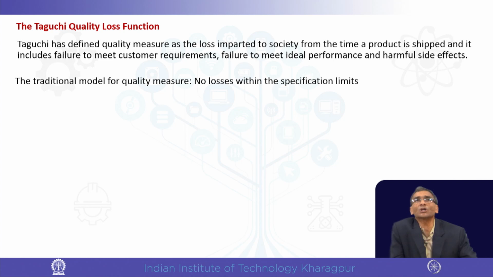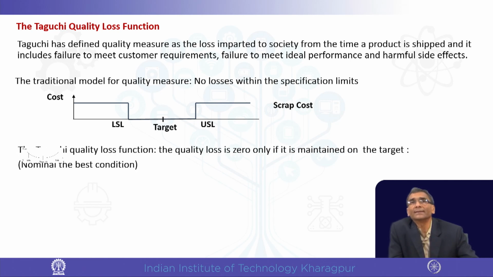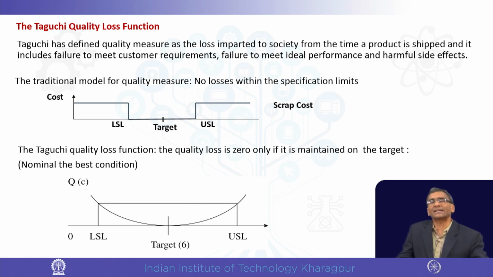In Taguchi's loss function, you see the traditional model has an upper specification limit and a lower specification limit. The target is in between, because if it crosses the upper limit we reject, and if it crosses the lower limit we reject. That you have learned very well in your earlier studies. But Taguchi has proposed that the loss function should be perceived this way: even if you are within specification limits, if you move away from your target, your cost to society is up.